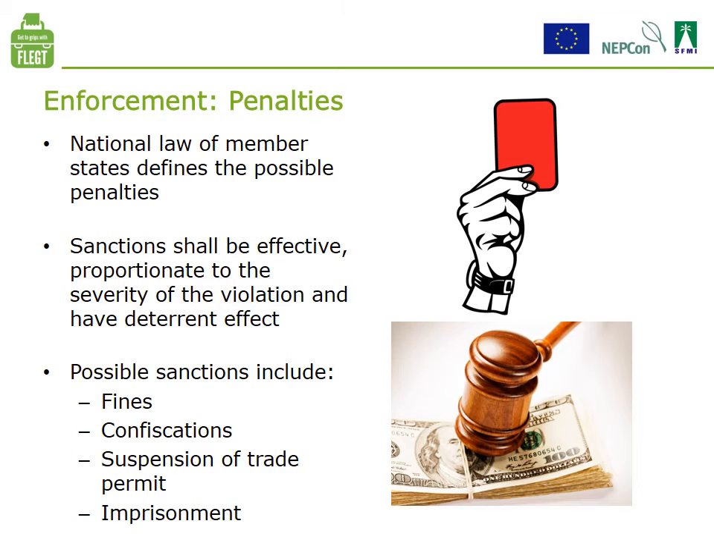Moving on now to the enforcement of the regulation, we already established that EU member states set penalties for non-compliance and nominate competent authorities for checking compliance. The penalties are set at the national level, so will therefore vary between the different countries. However, the sanctions must be effective and proportionate to the severity of the violation and work to deter organizations from breaking the law. Sanctions or penalties can include fines, confiscations of products, suspensions of trade permits, and even imprisonment.